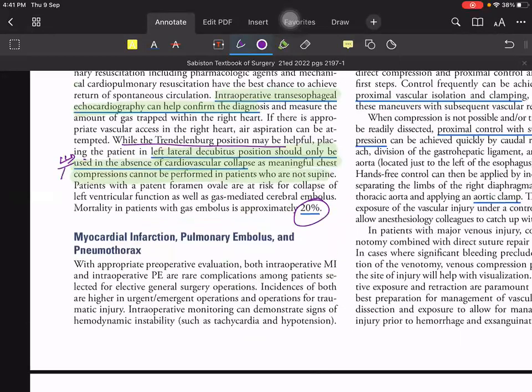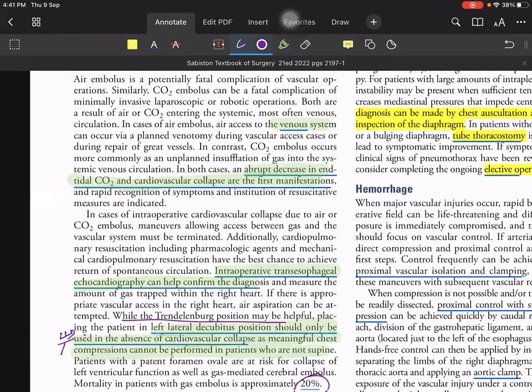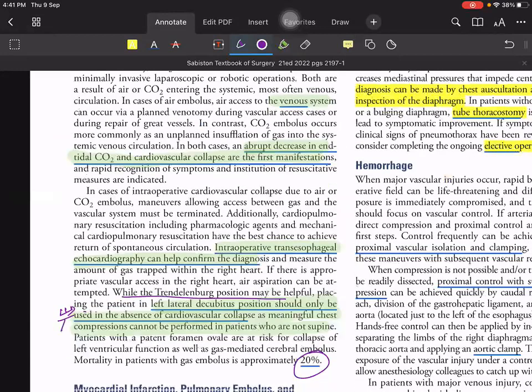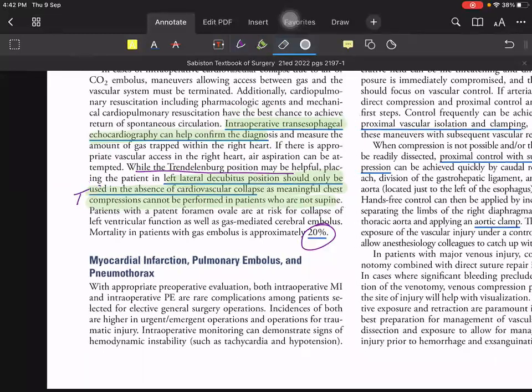That is the Durant position. What is it named? Left lateral with head low position for air embolism. Durant, sir. Durant. Left lateral with head low position for air embolism. Okay.